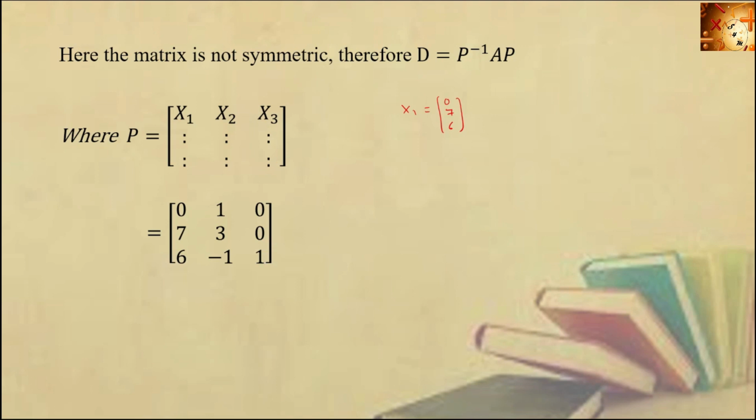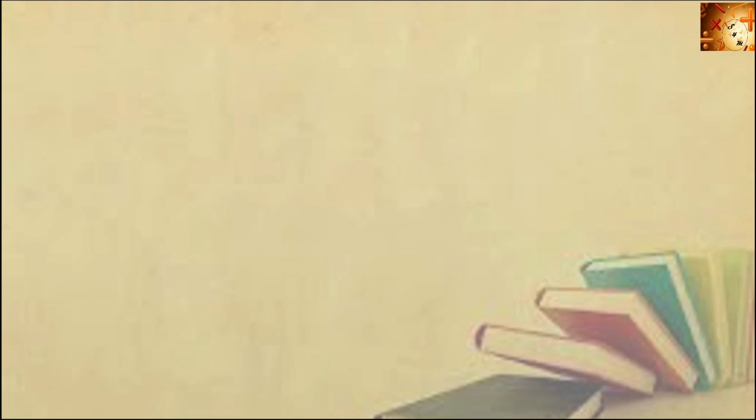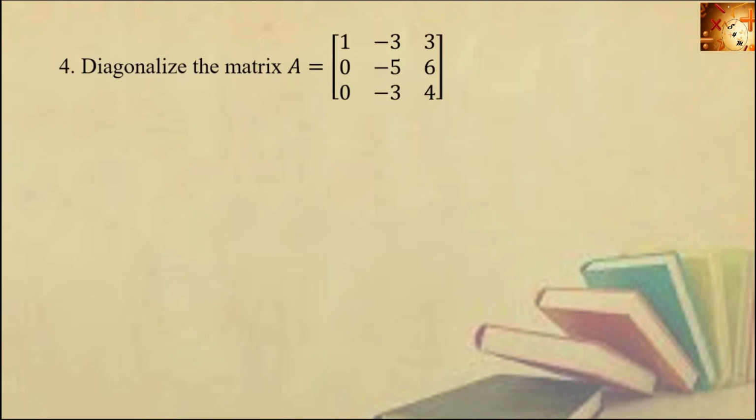Then after finding P inverse and then multiplying P inverse into A into P, we have a diagonal matrix with the diagonal elements as 2, 9, 6. So this is the diagonalization of a non-symmetric matrix. One more problem, diagonalize the matrix A equal to 1 minus 3, 3, 0 minus 5, 6, 0 minus 3, 4. First of all, find A transpose, then check is it symmetric or not. Here this is not a symmetric matrix.